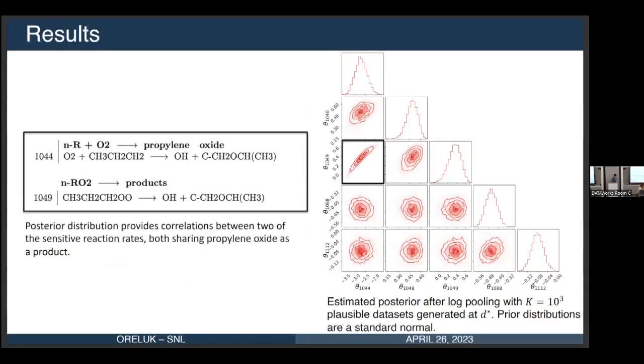Also, we can see that there's correlation between 1044 and 1049. So these are 2 reactions. I'm just showing those reactions on the left-hand side. Don't need to have a chemistry degree here, but propylene oxide is a shared product species between these 2 reactions. So if we see data on propylene oxide, it makes sense that these 2 reactions should also be correlated because they're both trying to produce the same thing, right? So there's correlation between those 2 species. This is really exciting for us because this Bayesian optimal experimental design allows us to find experiments that target very specific parameters that we care about in very complex models.